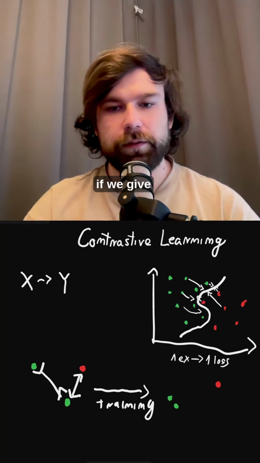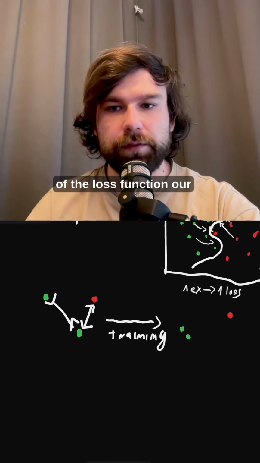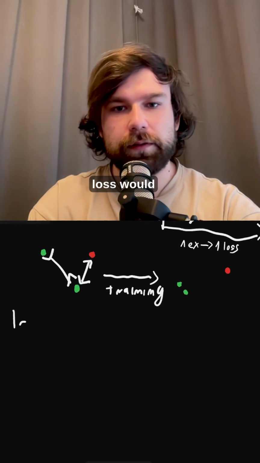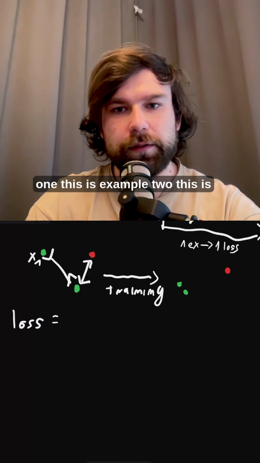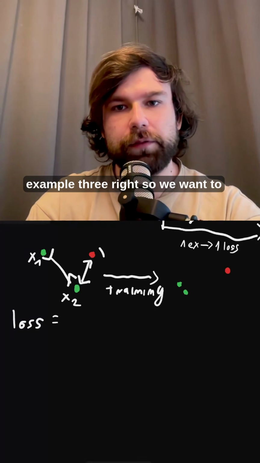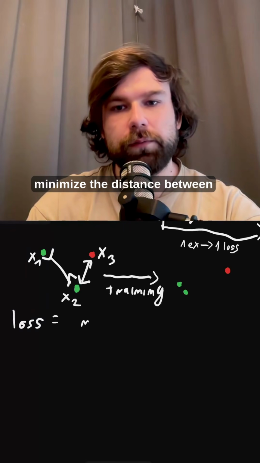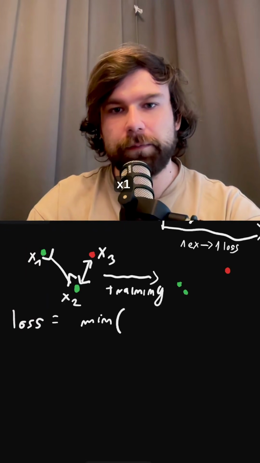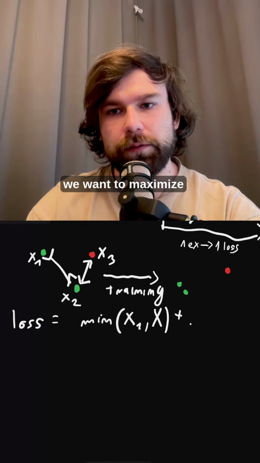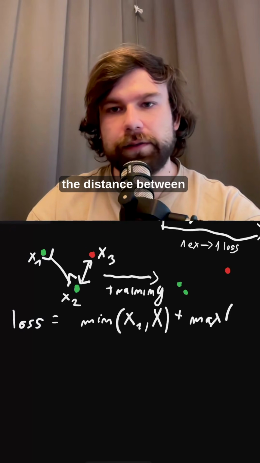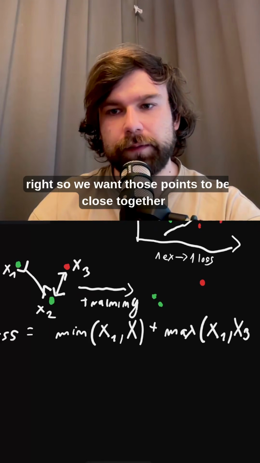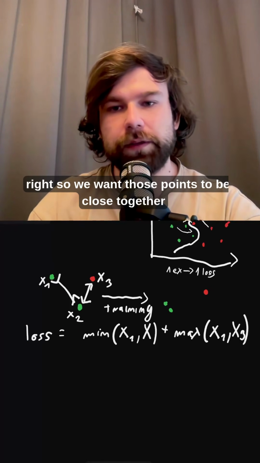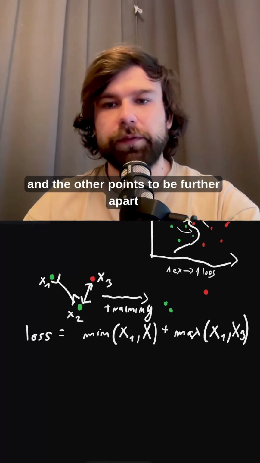So if we give the simplified version of the loss function, our loss would look like this. So let's say this is example 1, this is example 2, this is example 3, right? So we want to minimize the distance between x1 and x2, and we want to maximize the distance between x1 and x3, right? So we want those points to be close together and the other points to be further apart.